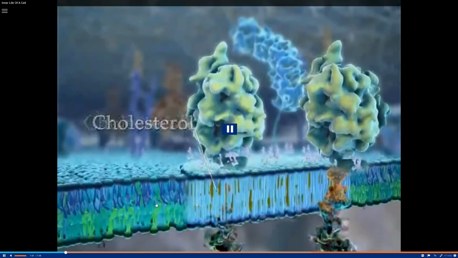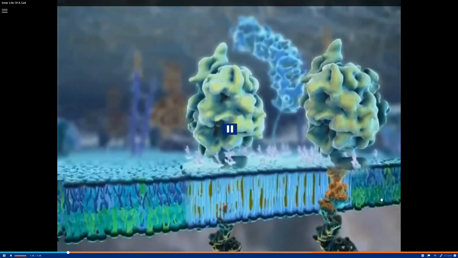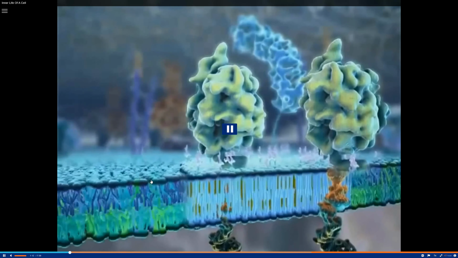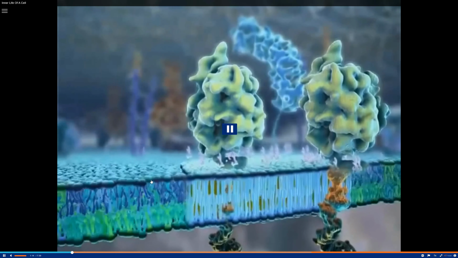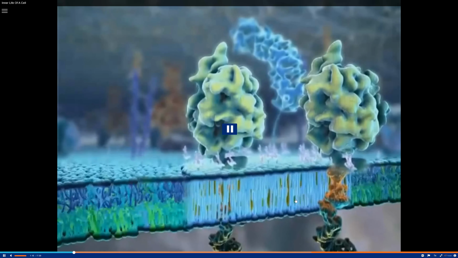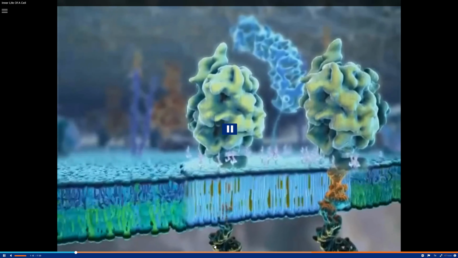You see the little tails in here? I love the way this one shows the tails. The little heads, that gives you a hint as to what these molecules are. And that is the end of clip 2.